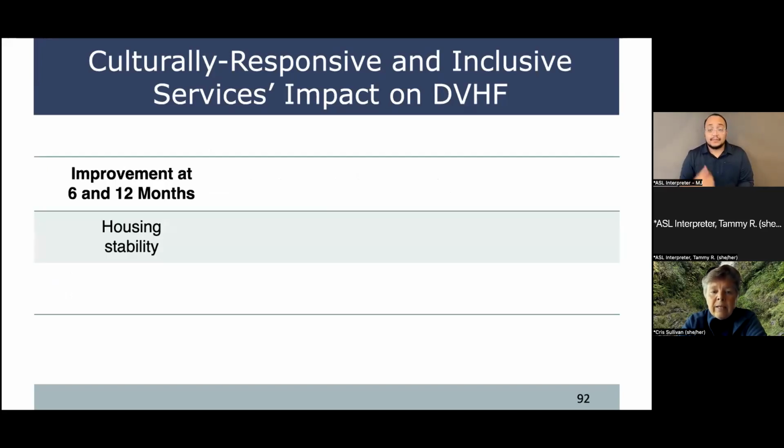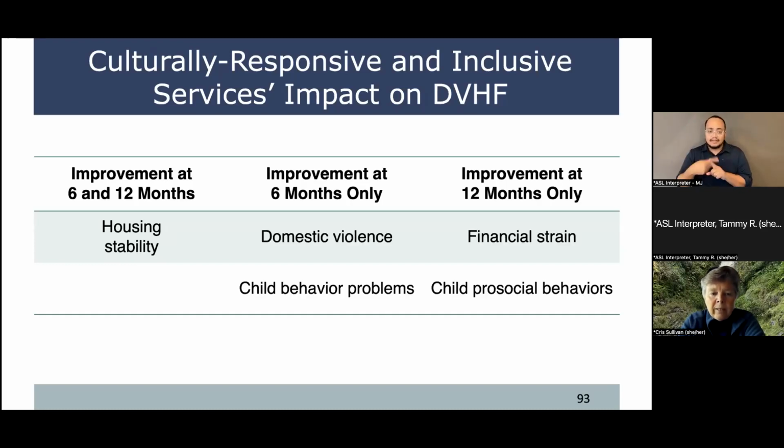What we found is that at both 6 and 12 months, if survivors said the services were more culturally responsive and inclusive, they had greater housing stability. We did not find the same at 6 and 12 months for safety, mental health, and well-being. We did find improved safety at 6 months. So at 6 months, but not at 12, we had lower domestic violence and lower child behavior problems. And then at 12 months, but not at 6 months, lower financial strain of survivors.